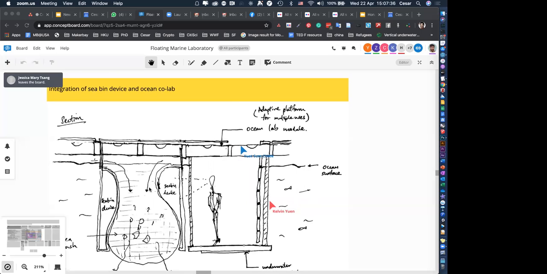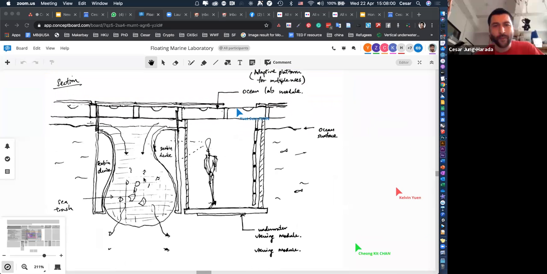I took Oswin's platform design and tried to integrate it as a more modular platform. So 2 sections can be the viewing deck, just like my design, but on the other side there can be the Sea Bin device. It doesn't have to be just a Sea Bin device, but it's a modular design. That's the whole idea. That's cool.